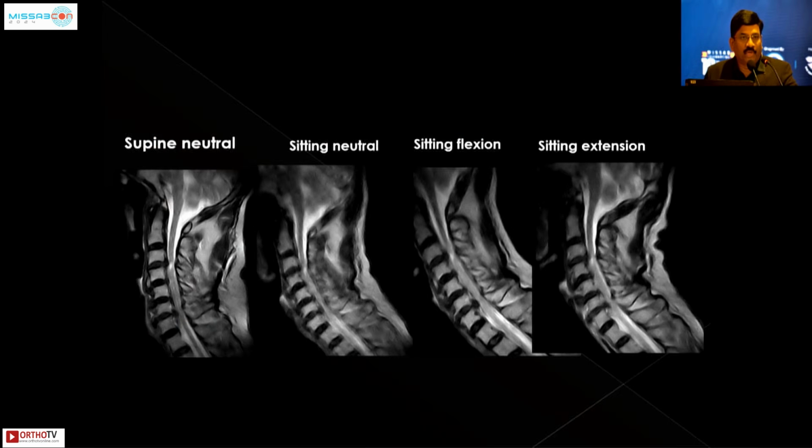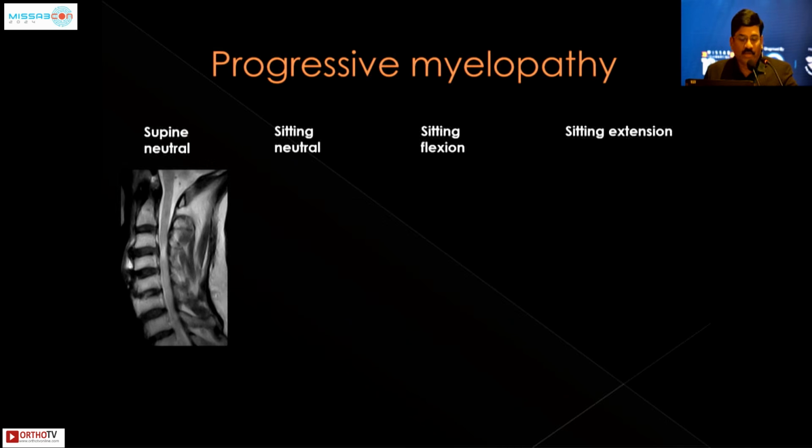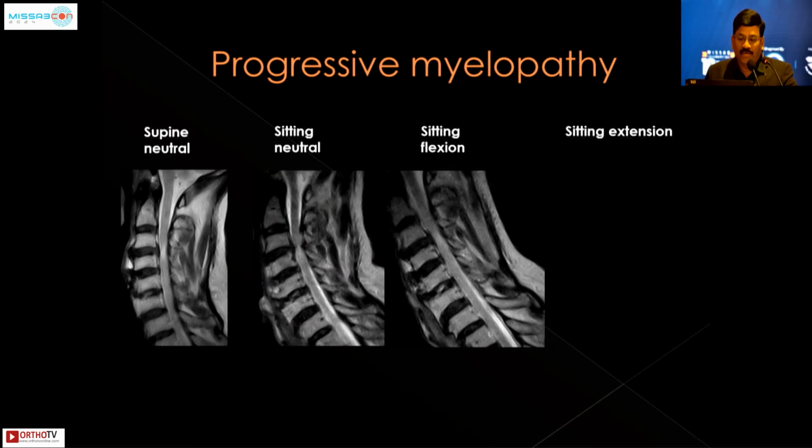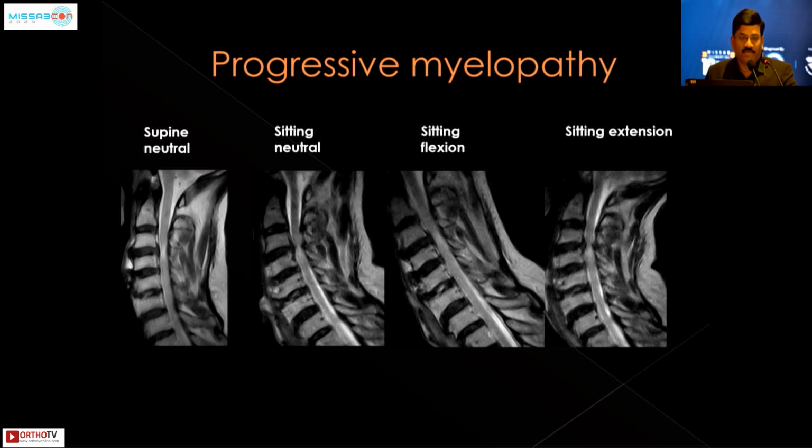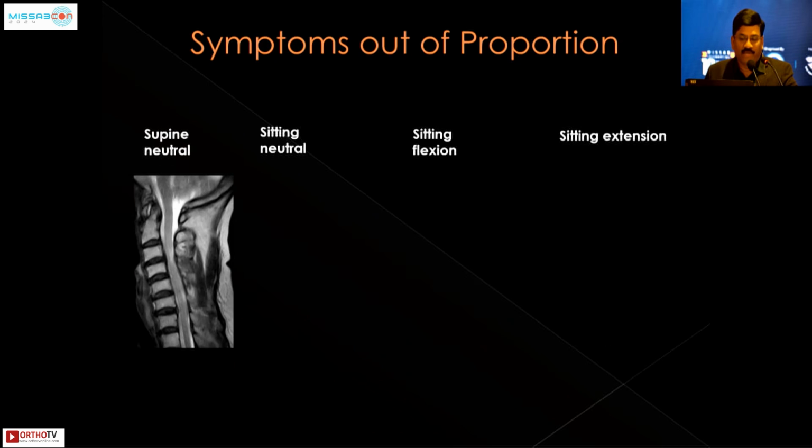Similarly, the behavior of the compression can also be known with sitting in flexion and extension. But those are the patients with signal changes and progressive myelopathy. You can see how it behaves, and you can identify the exact reason where there is a compression, and then you can suggest the treatment accordingly.